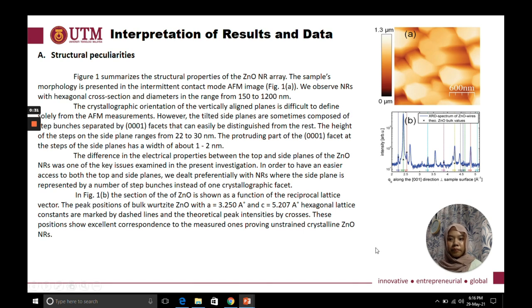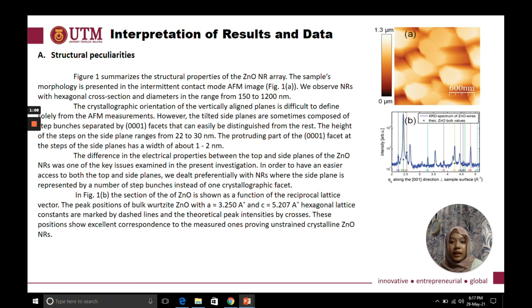First one: Figure 1 summarizes the structural properties of the zinc oxide nanorods array. The sample's morphology is presented in the intermittent contact mode AFM image. We observe nanorods with hexagonal cross-section and diameters in the range from 150 to 1200 nanometers. The crystallographic orientation of the vertically aligned planes is difficult to define solely from the AFM measurements.